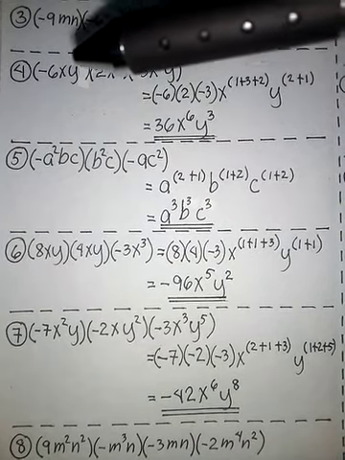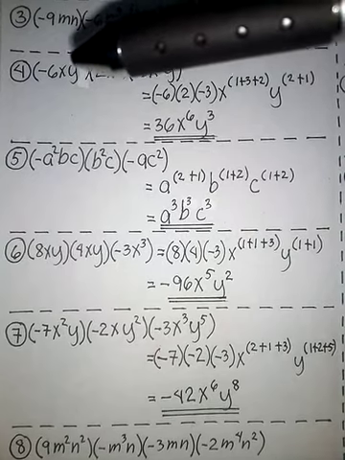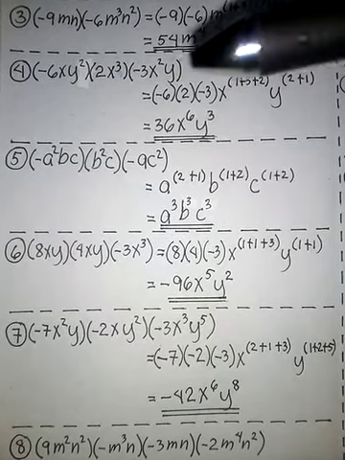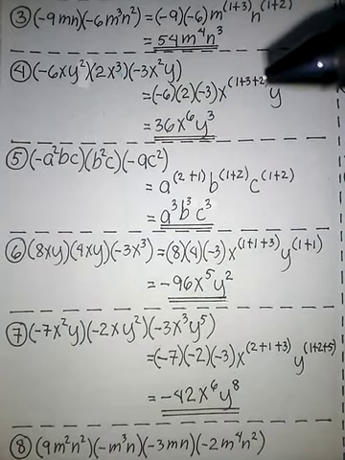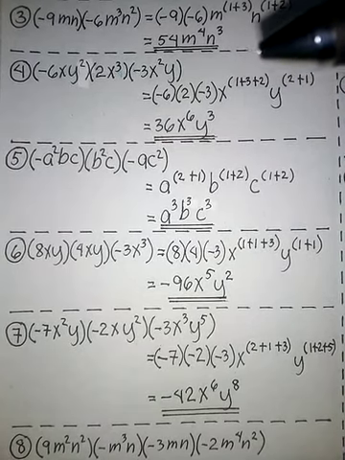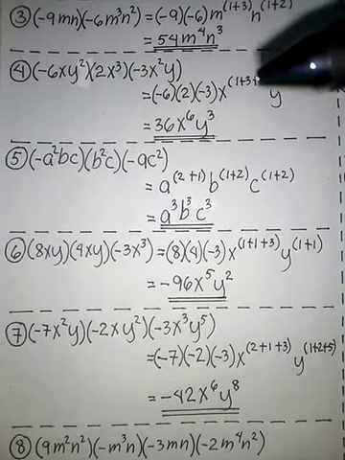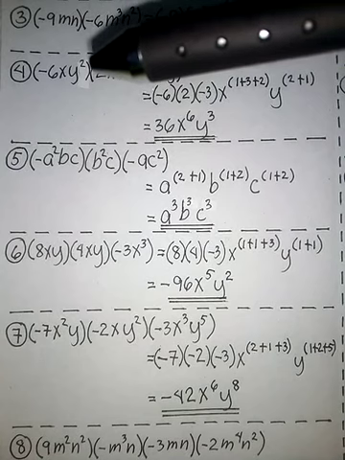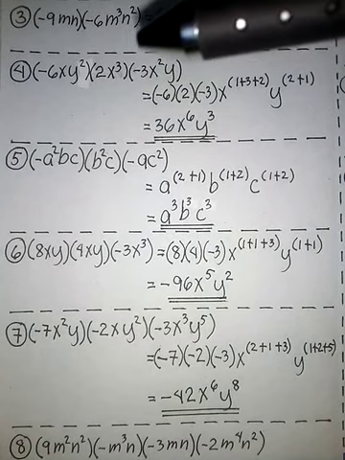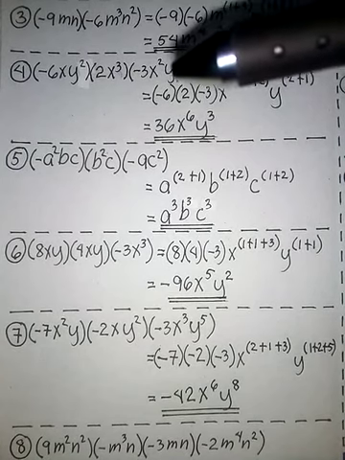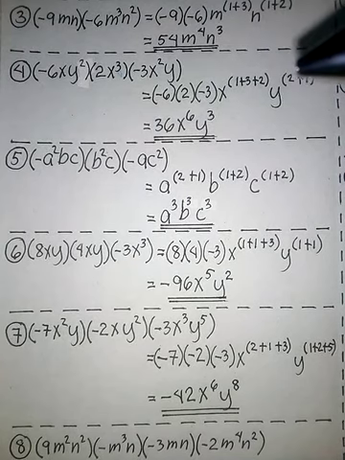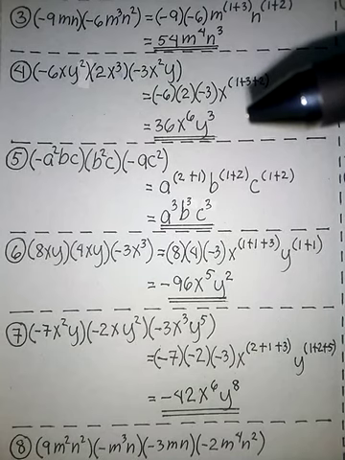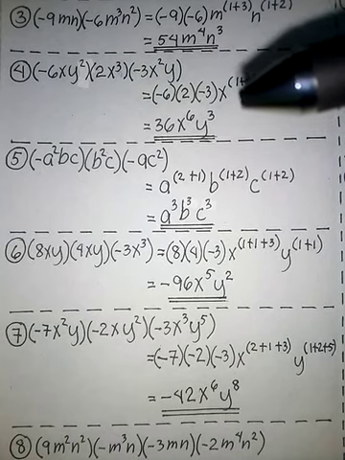Next, for the variable x, let's add the exponents. We have 1, and then 3, and then 2. So, 1 plus 3 plus 2 is equal to 6. So, we have x to the 6. And then for the variable y, we have exponent 2, and then we don't have any y in the second monomial, and then y with exponent 1. So, we have y to the 2 plus 1, which is y cubed. So, the final answer is 36x to the 6 y cubed.